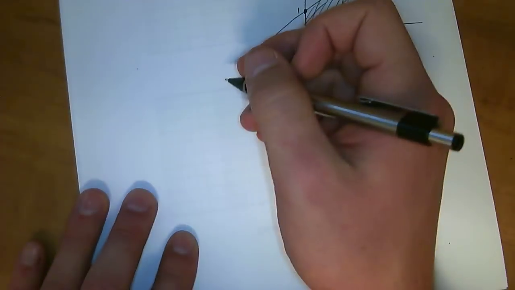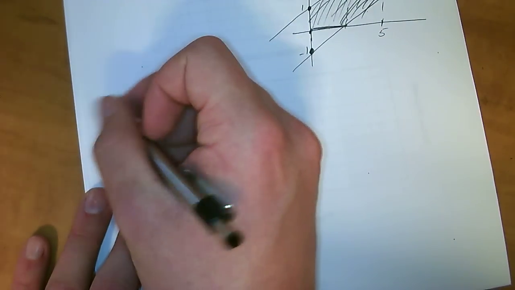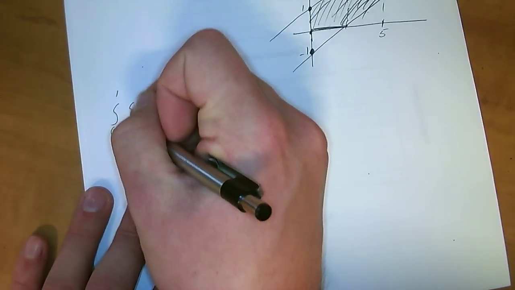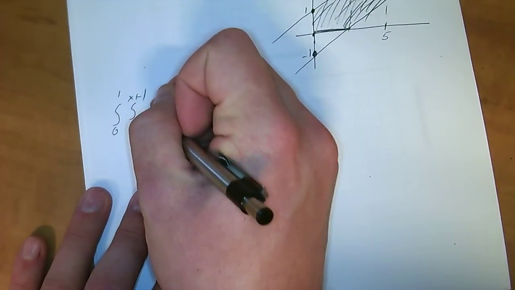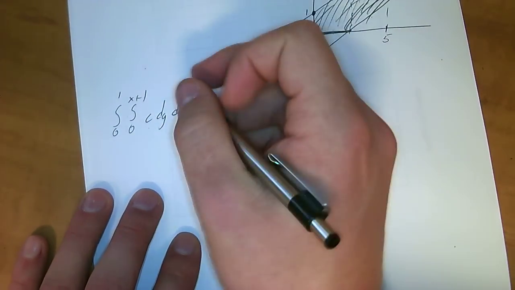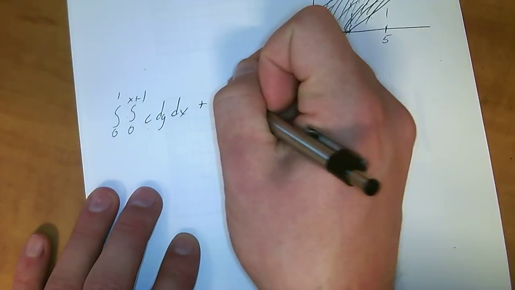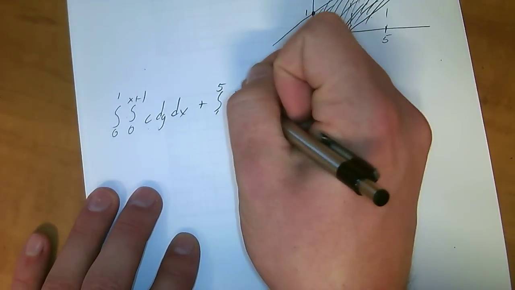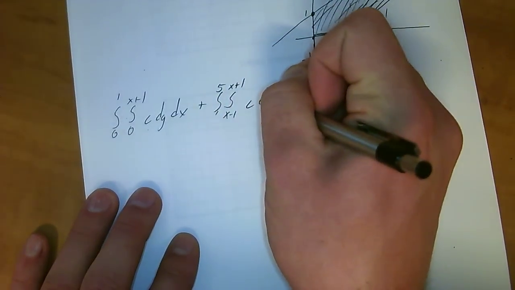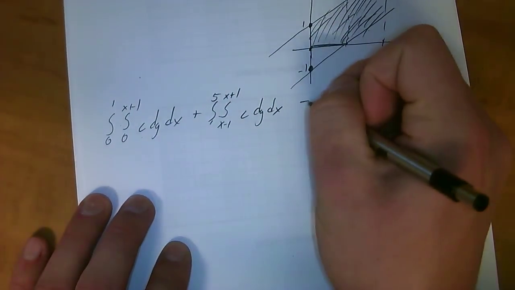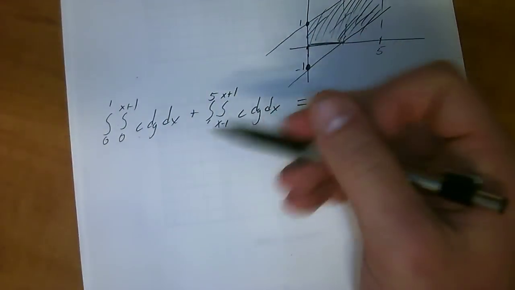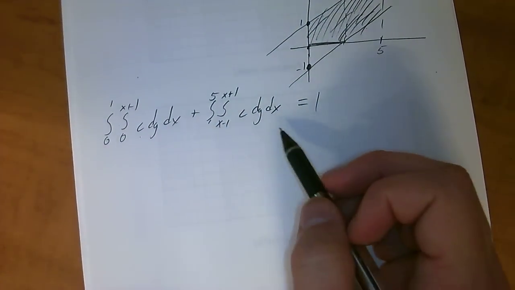And setting that up, we're going to have the integral from 0 to 1 for x, and then the integral from 0 to x plus 1, c dy dx. C is our function. Okay, plus the integral from 1 to 5, and the integral from x minus 1 to x plus 1, c dy dx. And then you set that equal to 1, because that's how you find the joint probability density function, which you have to do in order to get c.